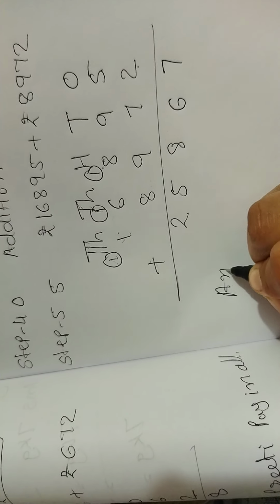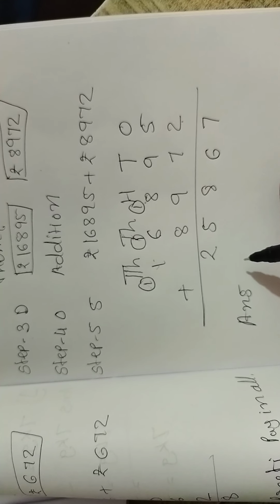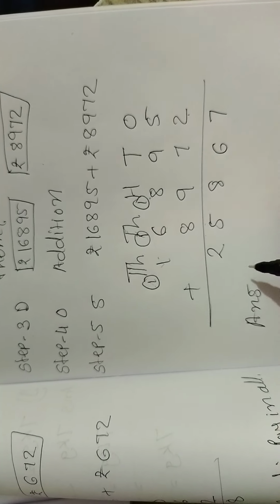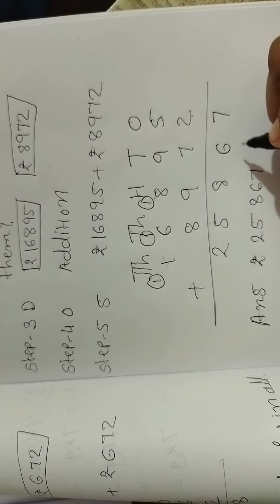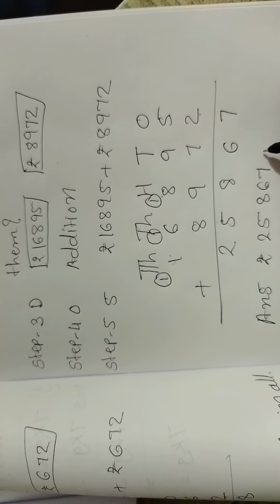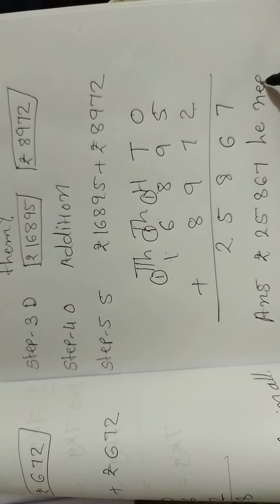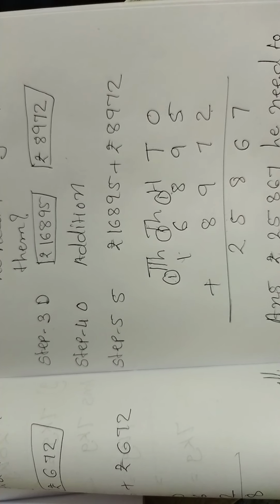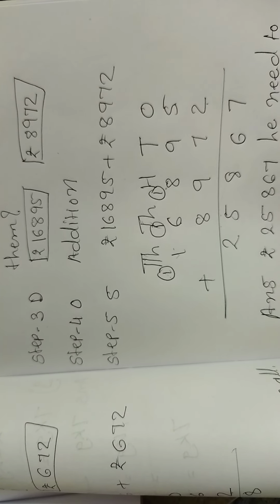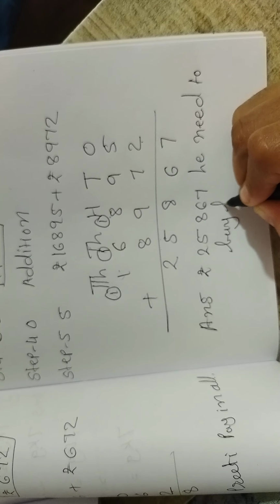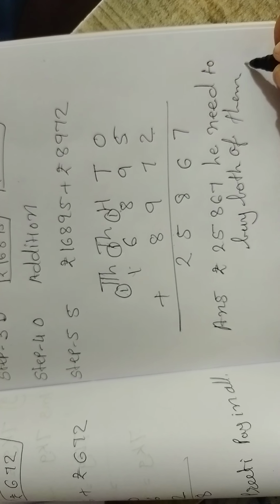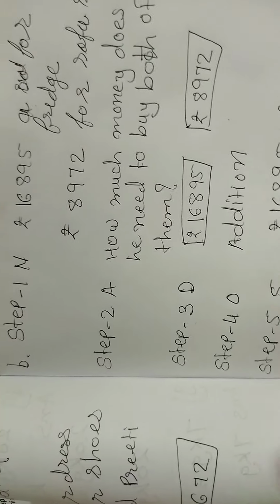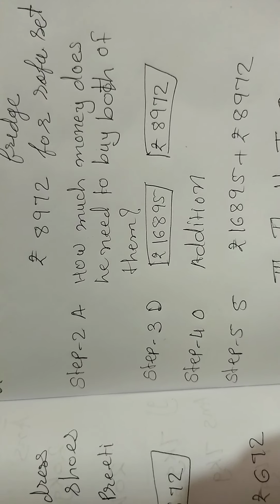So here we have to write the answer. Rupees 25,867. He needs to buy both of them. This is the answer. Now look at these 4 steps, everyone, and write it down in your notebook. I'll give you 1 minute. You have to complete your work.